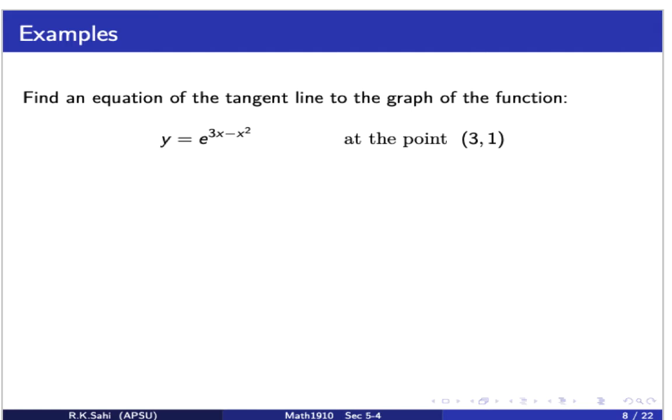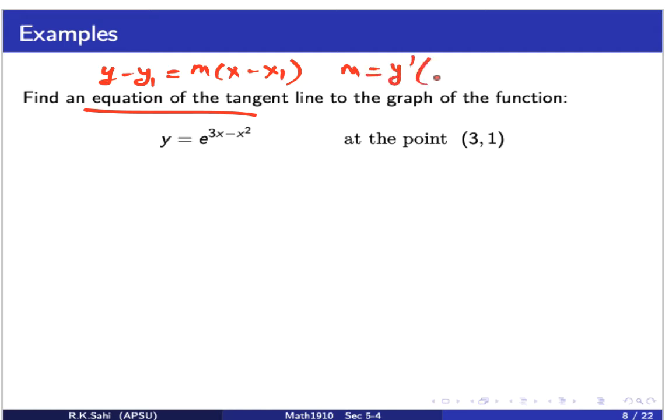Now, we would like to find an equation of the tangent line to the graph of this function. Remember, what's the equation of a tangent line? It's y minus y1 equals m times x minus x1. Now remember, your m is y prime evaluated at x1, y1. What's my x1? It's 3. y1 is 1. So the main thing is you have to find y prime and then evaluate it at the point x1, y1.